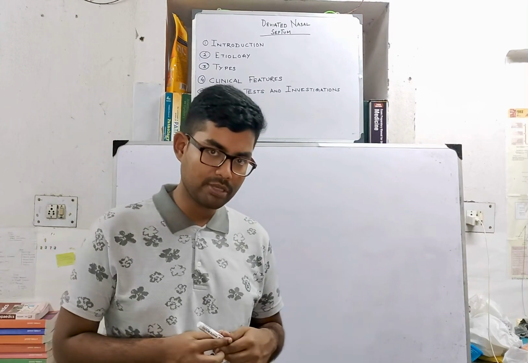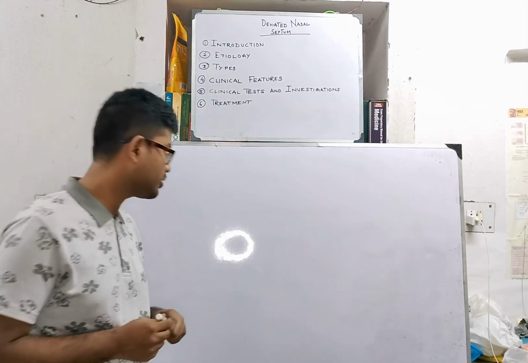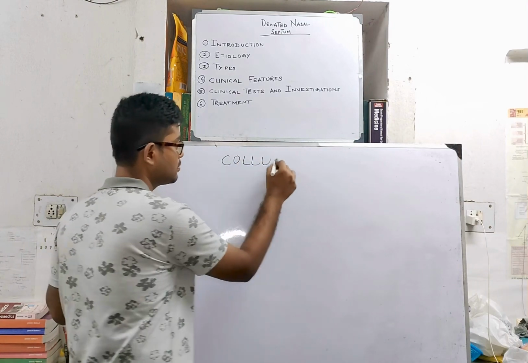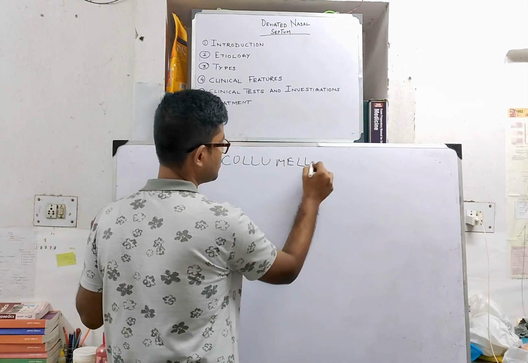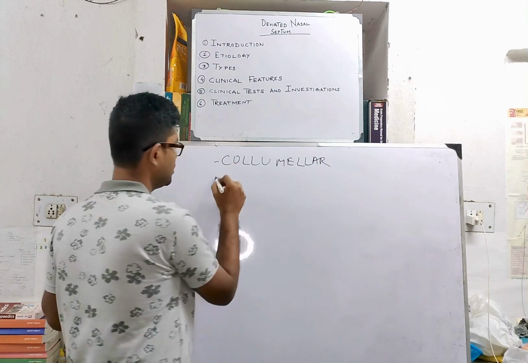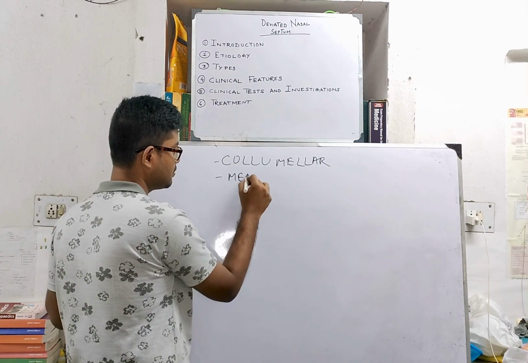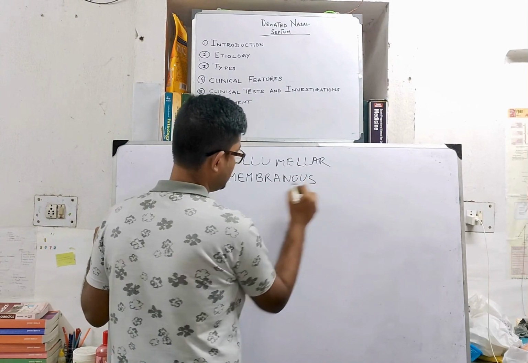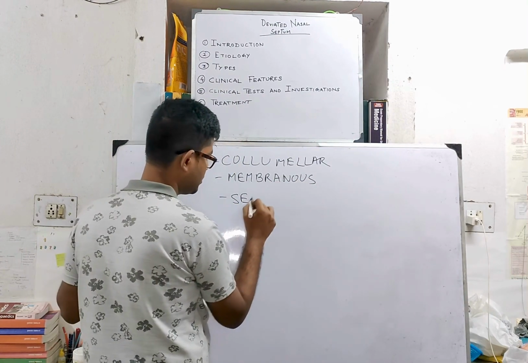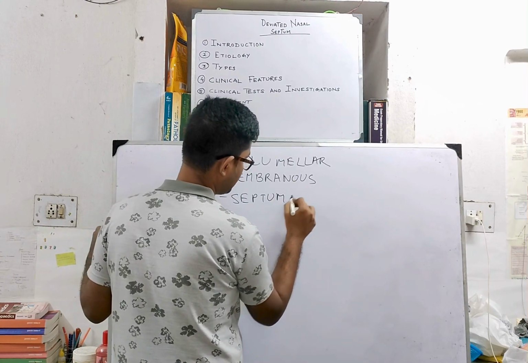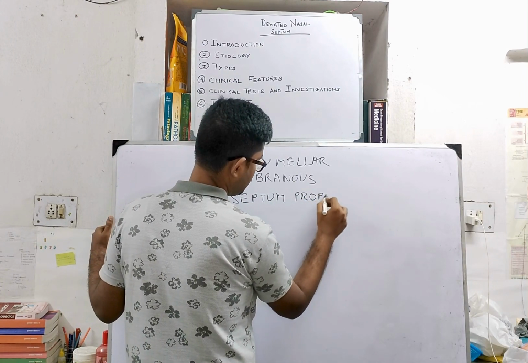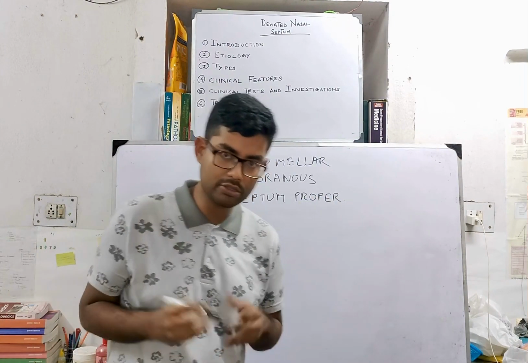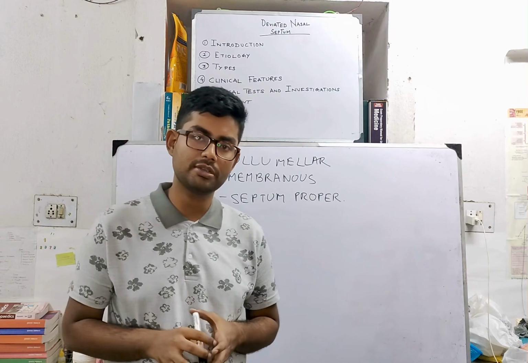We know the nasal septum consists of three important parts: the columellar septum, the membranous septum, and the septum proper. The septum proper forms the main osteocartilaginous framework of the nasal septum.